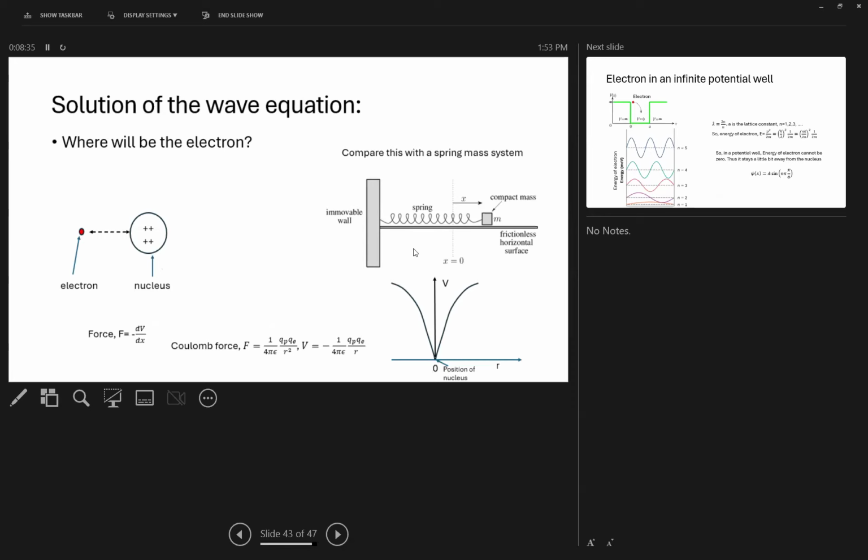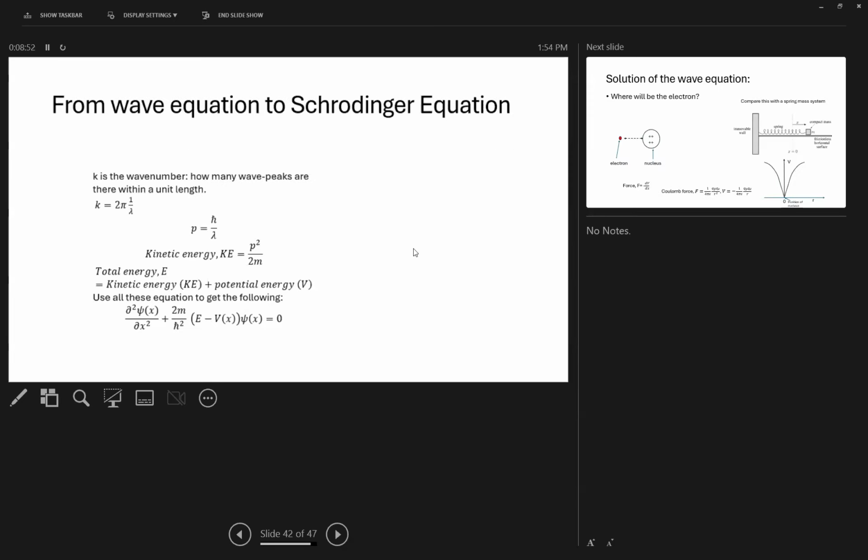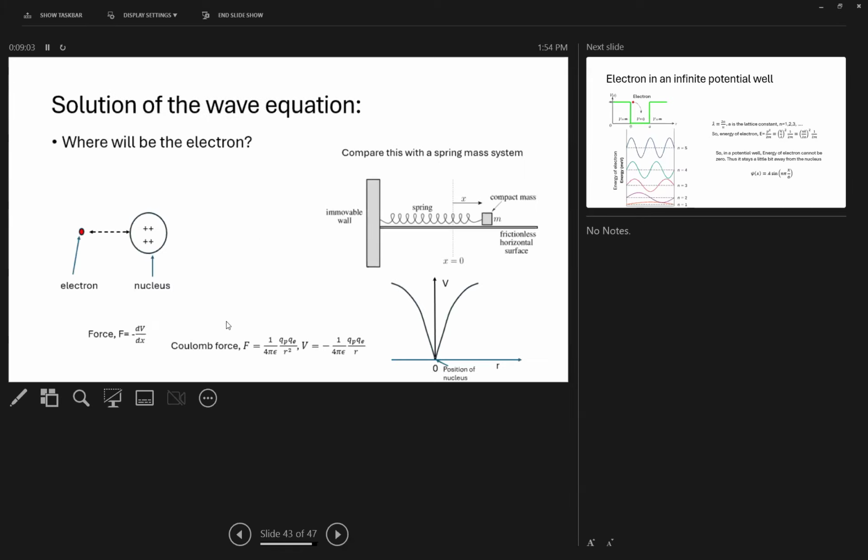So a few things before we proceed on solving this equation. First of all, we need to understand what the potential energy is that we talked about. Remember in the previous slide, we talked about the potential energy, V of x, and the total energy, E. Okay, so now you need to understand what the potential energy is for electrons. Before we answer that, let me ask you this question.